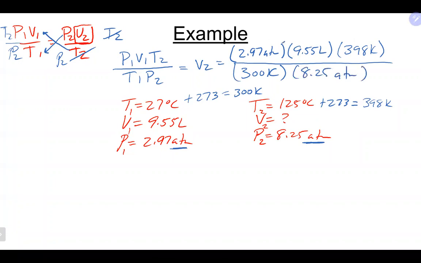We're going to divide by T1, which would be 300 Kelvin on the bottom, and P2, which would be 8.25 atmospheres. Our atmospheres on top and bottom will cancel. Our Kelvin on bottom and top will cancel. That's going to leave us units of liters when it's all said and done as our answer. And that answer will be a number with a unit of liters.